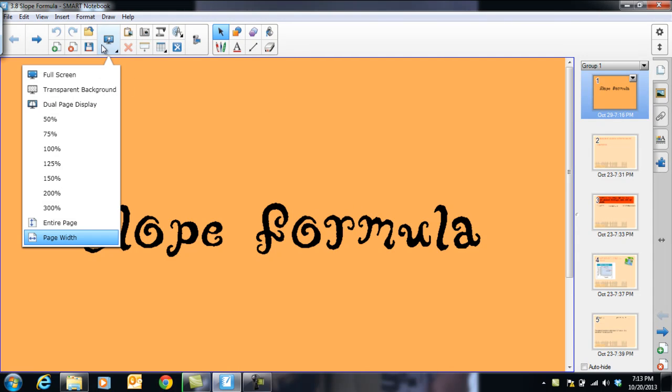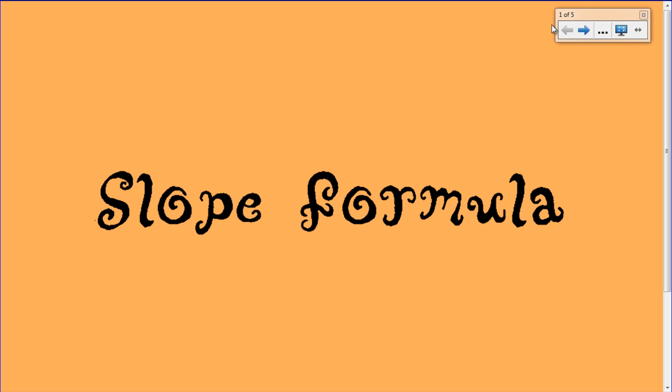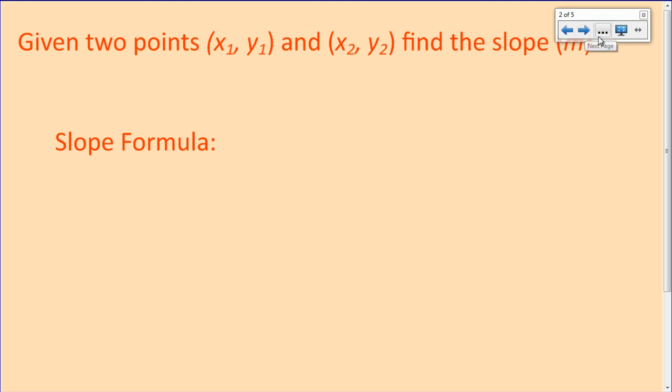Alright, kiddos, we are now going to talk about how to find slope from a formula. So far we have talked about how to find slope from a graph with rise over run. We did slope from tables using change in y over change in x. Now we're going to use this thing called the slope formula, which is a formula we can use if we don't have a graph or we don't have a table and we just have points and we need to find out the slope. So given 2 points, x1, y1 and x2, y2, we want to find the slope m.